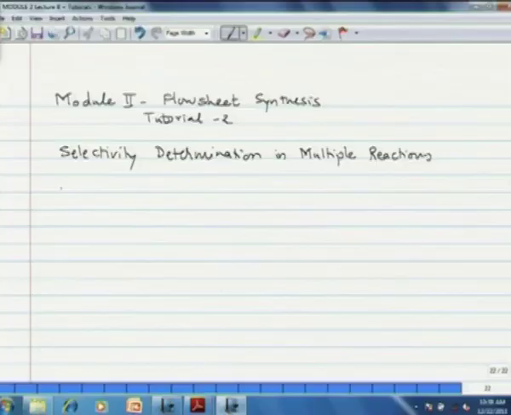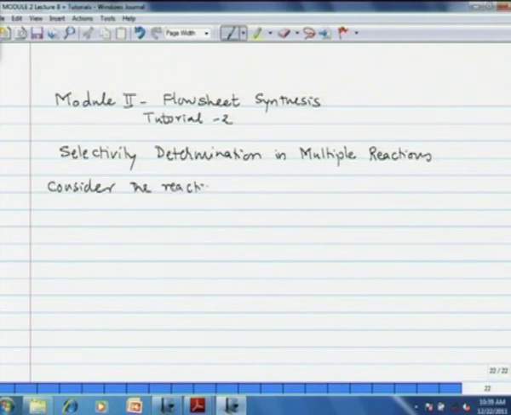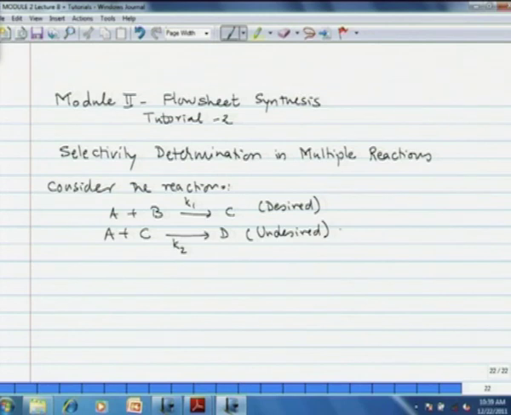Consider the reactions A plus B goes to C with rate constant K1 and A plus C goes to D with rate constant K2. Now, C is the desired product and D is the undesired or waste product. Now, these reactions are carried out in CSTR at 10 degrees centigrade and 6 bar pressure.